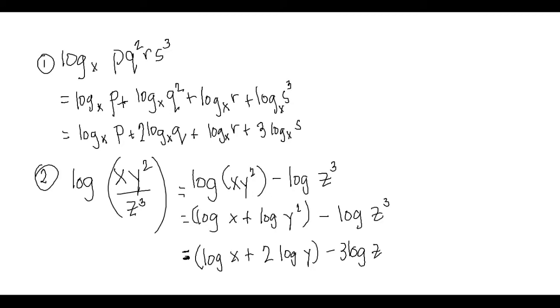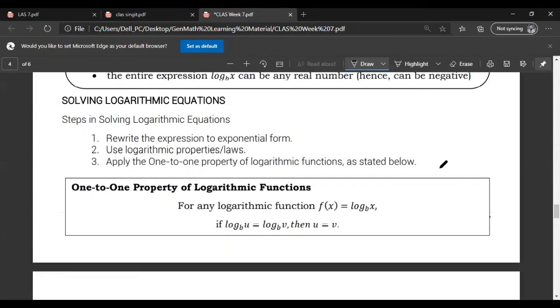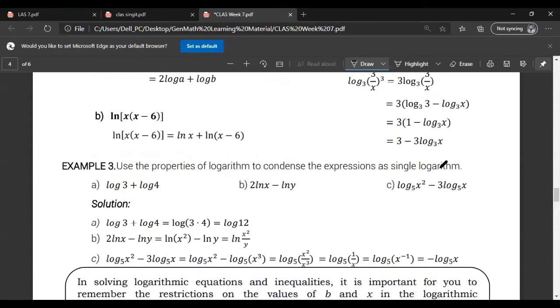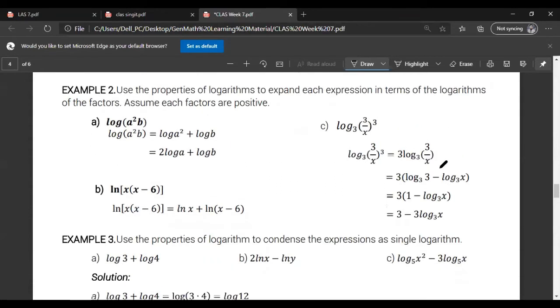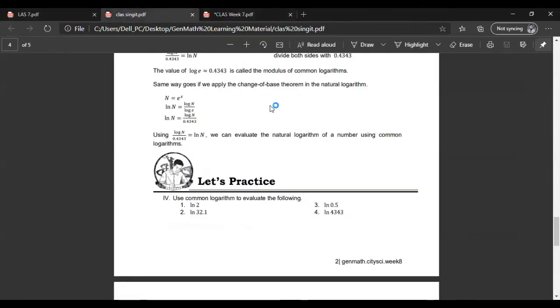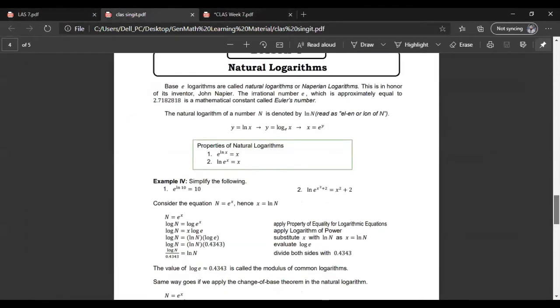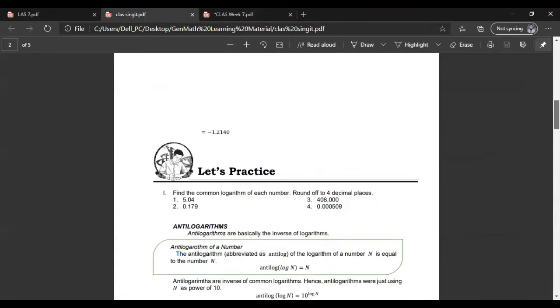Okay. So, check ko lang. Okay. Sige, tapos na tayo dun sa properties and laws of logarithm. Now, we will have further discussion on the common logarithms and natural logarithms.